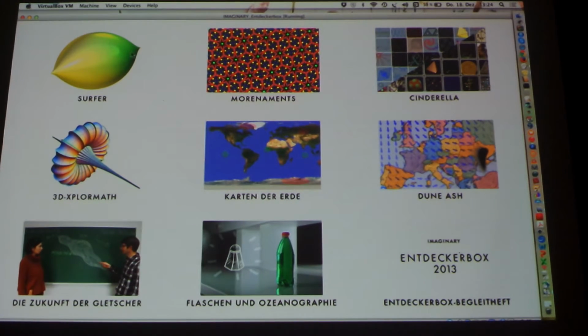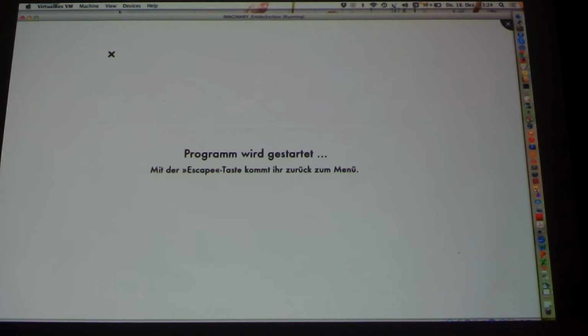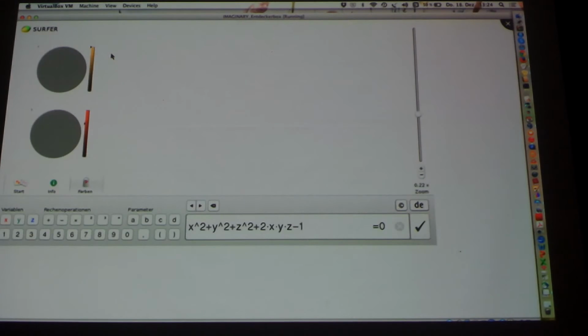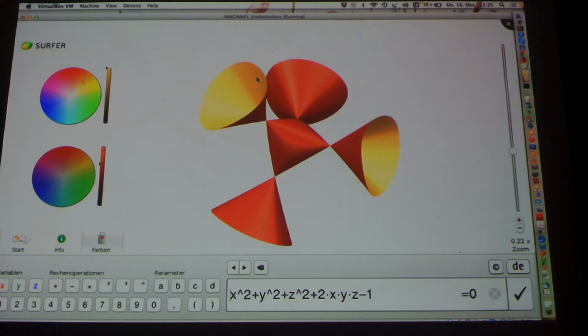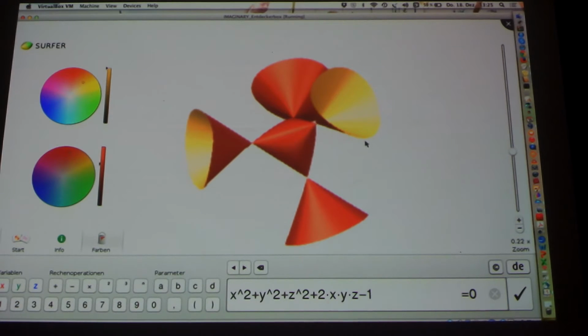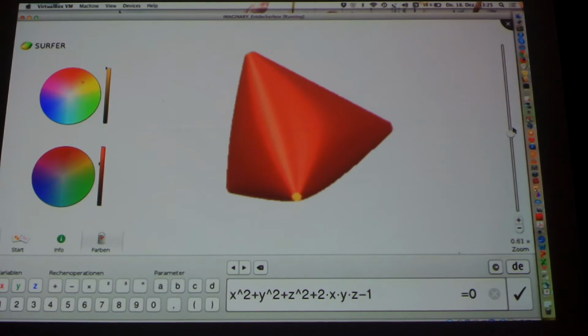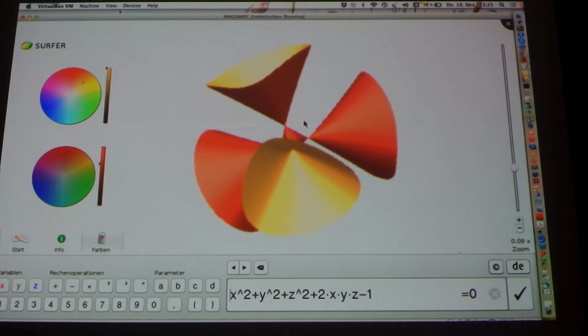I show you now here, you see several ones: ornaments, Cinderella, Dune Ash, and so on. But I wanted to show you how the Surfer works, and a few issues of the Surfer. It starts, hopefully. Okay. So that's now real-time computation. On a touch screen you do it with your finger, but here you do it with your mouse. You can move it around. You have a parameter, zoom in or zoom out, and it always has to recompute it. You can put different colors. But maybe let's go to the start page.